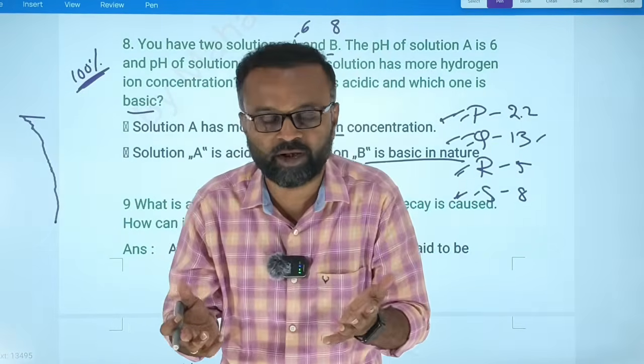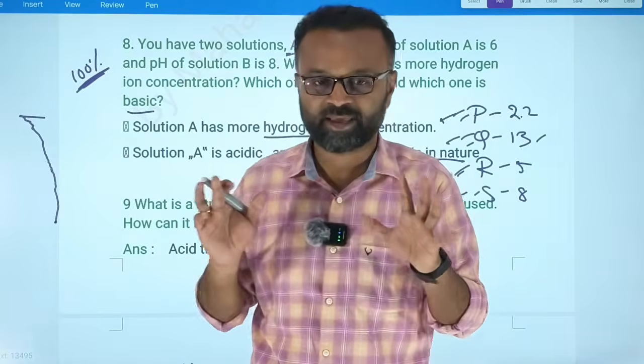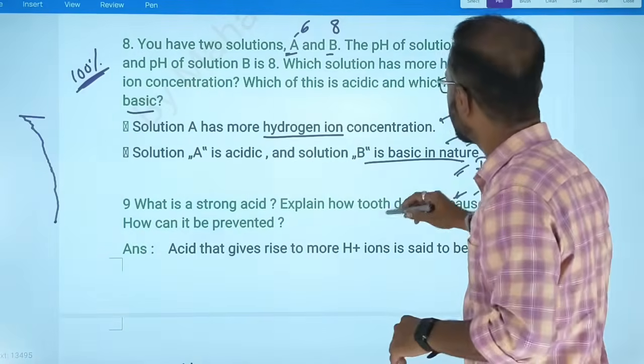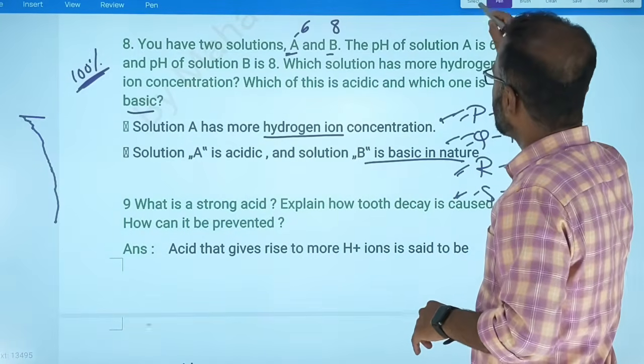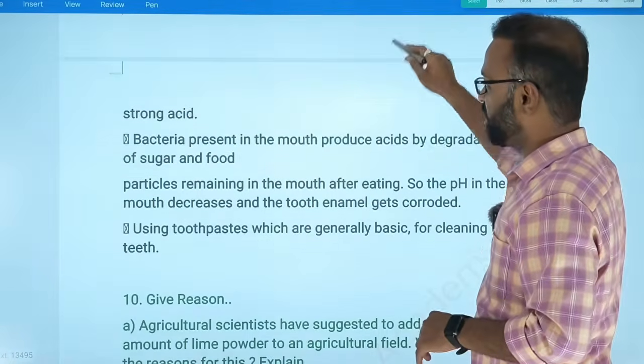How can it be prevented? By brushing the teeth 2 times, by using the basic toothpaste, etc. Hope this is clear. Same thing they are given here. You can observe it very carefully.